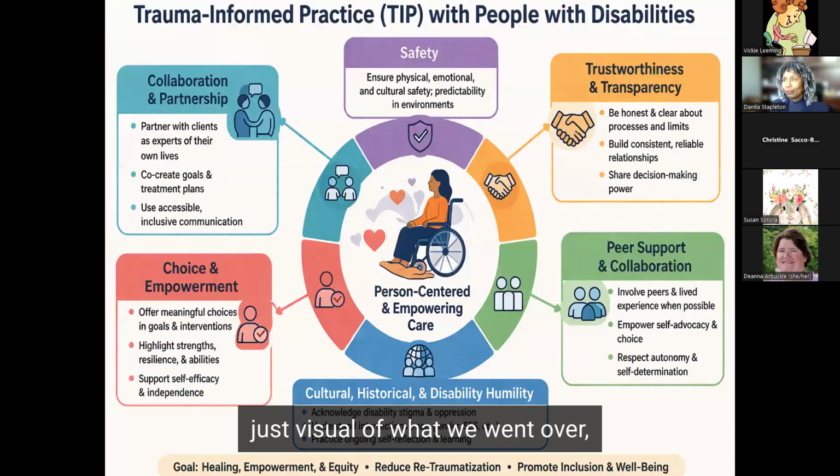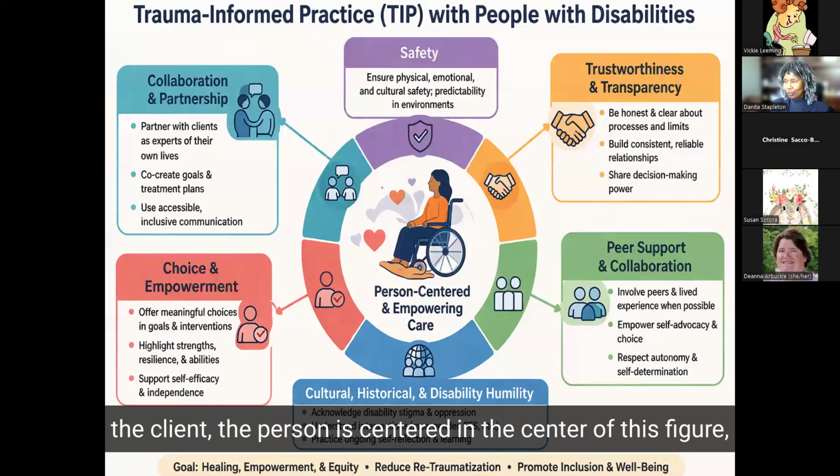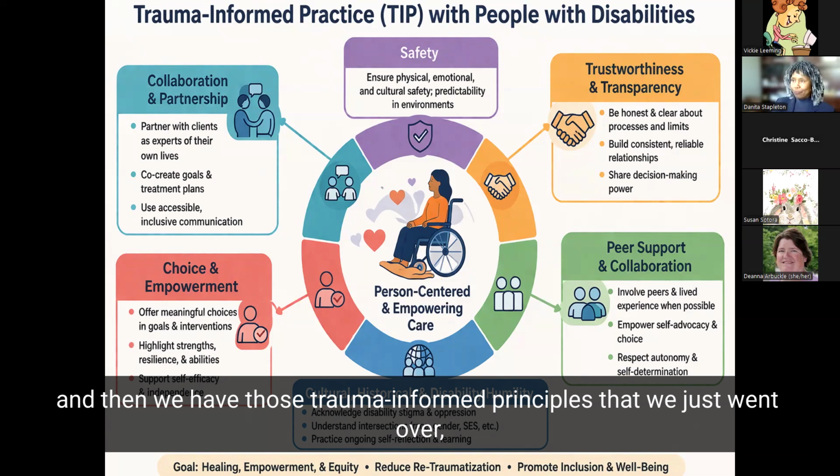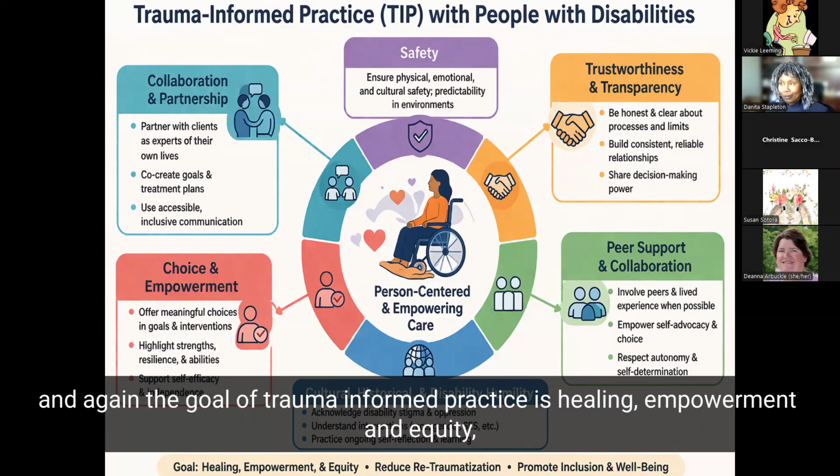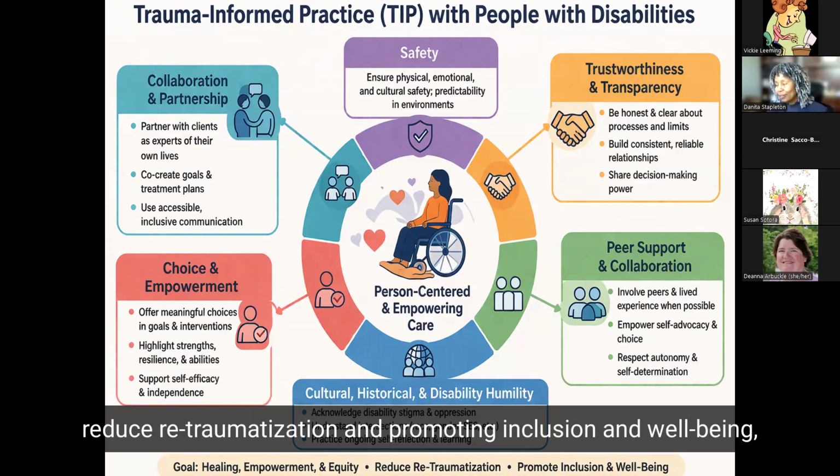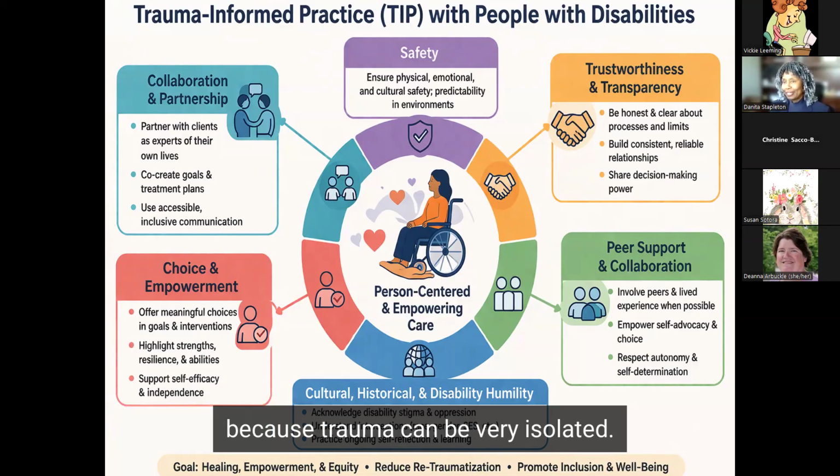Here's just a visual of what we went over. The client, the person, is centered in the center of this figure, and then we have those trauma-informed principles that we just went over. And again, the goal of trauma-informed practice is healing, empowerment, and equity, reduce re-traumatization, and promoting inclusion and well-being. Because trauma can be very isolating.